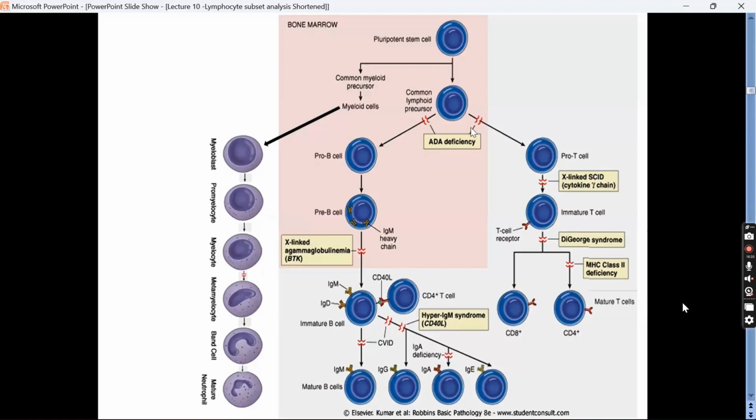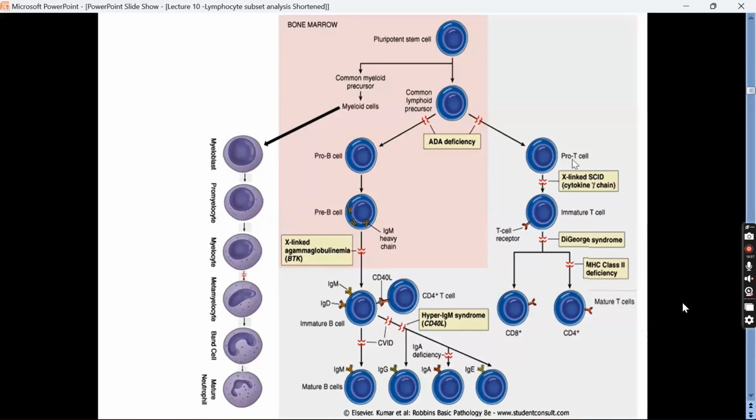I'll discuss that later. And if you have a problem in this area, where there is no mutation in the differentiation into B or T, but you have a mutation in this area, now what happens? The T cell maturation and functioning will be absolutely normal, but in B cell differentiation from pre-B cell to immature B cell, there is a problem because of this mutation. This is called X-linked agammaglobulinemia. So these patients have normal T cells but no B cells. I'll show you some cases, but this is okay.